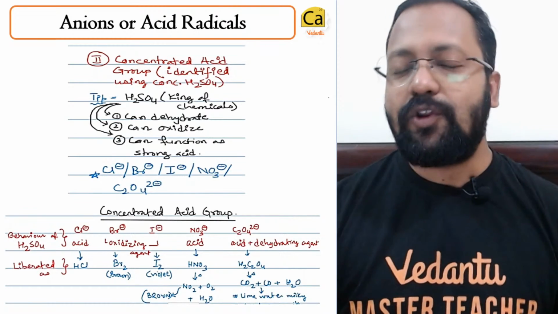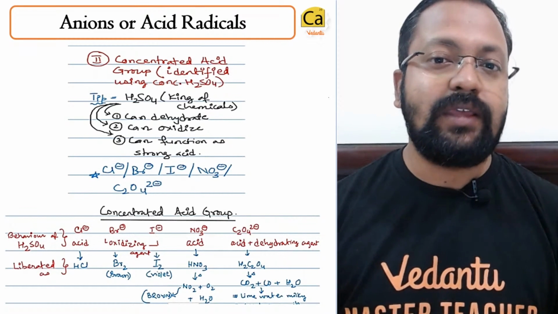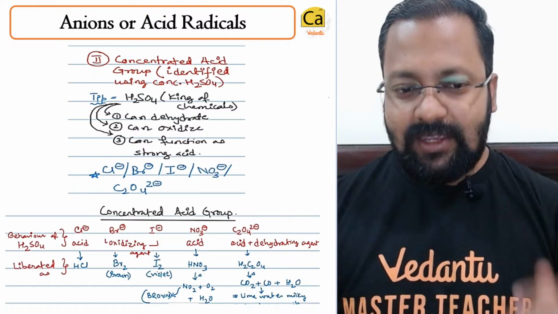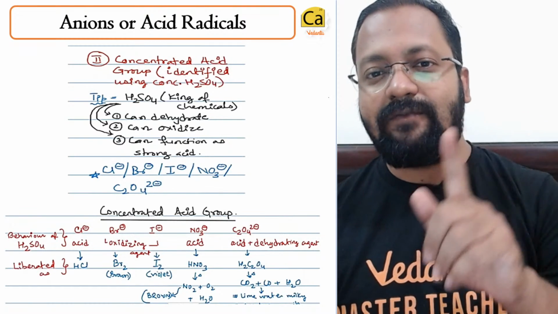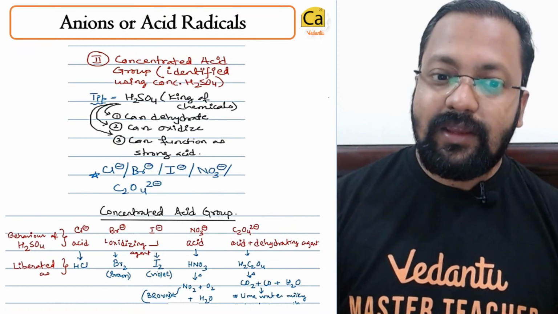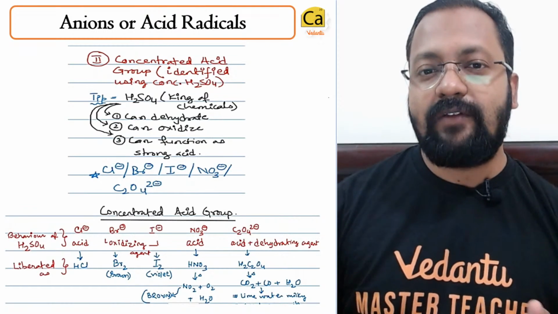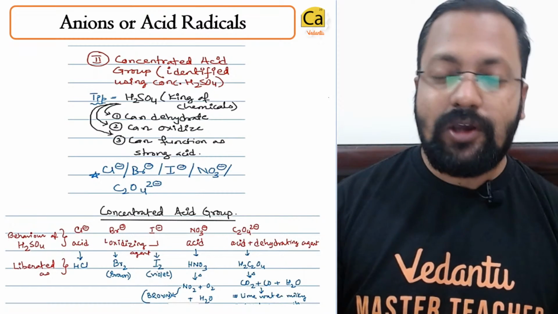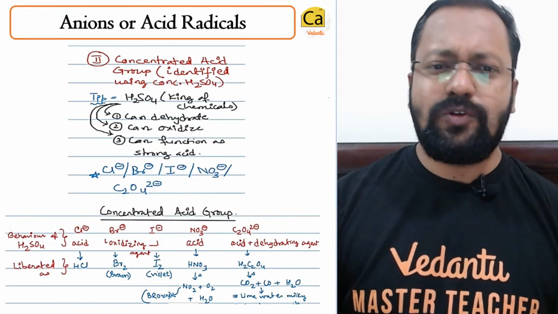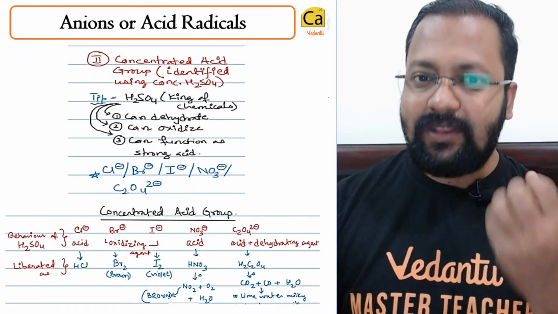Now concentrated acid group में हमने क्या बोला था आपको कि concentrated acid group will include those anions which are derived from strong acids. जैसे Cl minus, it is derived from HCl. Br minus, it is derived from HBr. I minus, which is derived from HI. NO3 minus, which is derived from HNO3. And oxalate, which is derived from HC2O4 minus. So they're fairly strong acids, and from these strong acids we are deriving these anions.